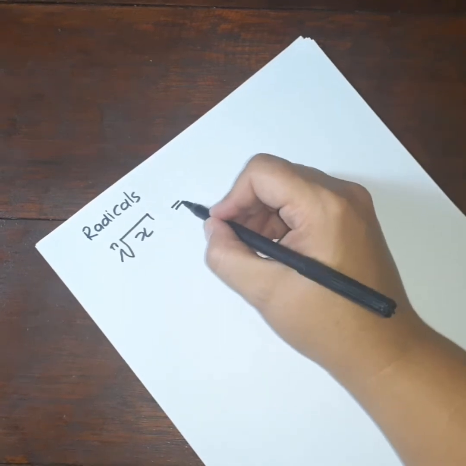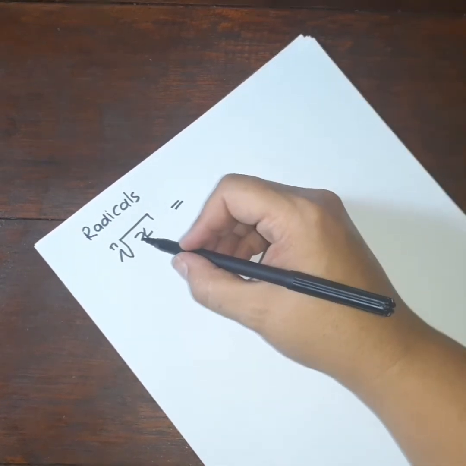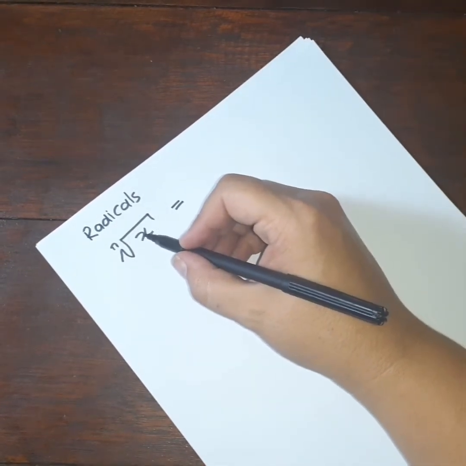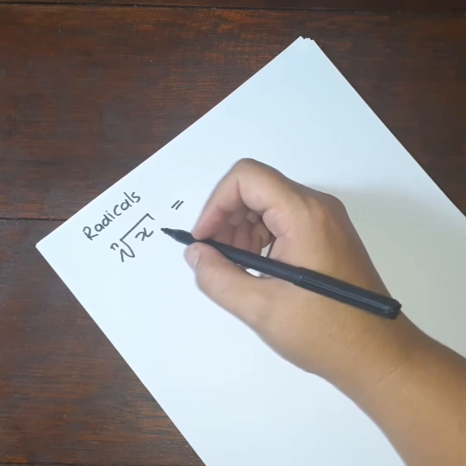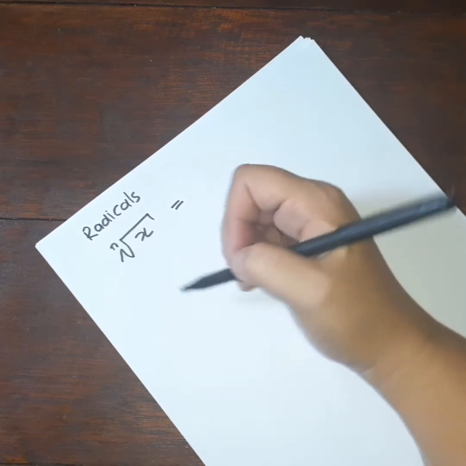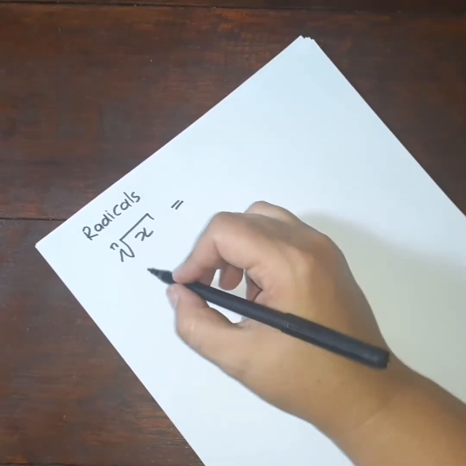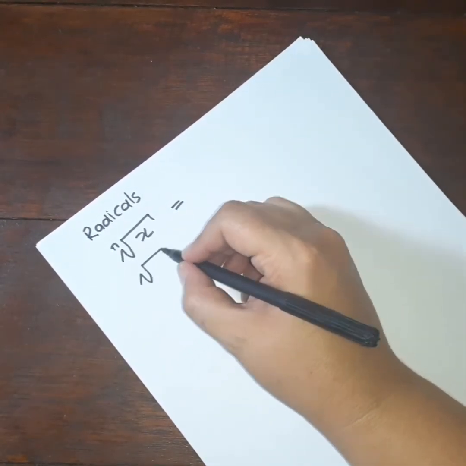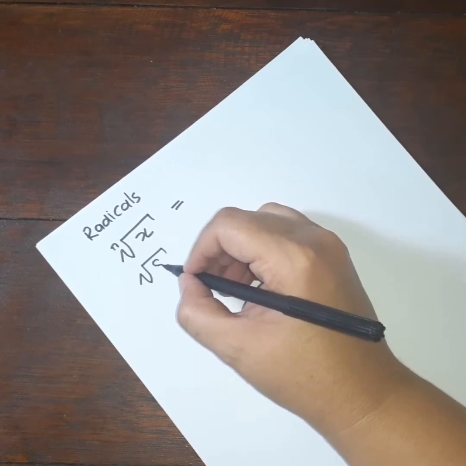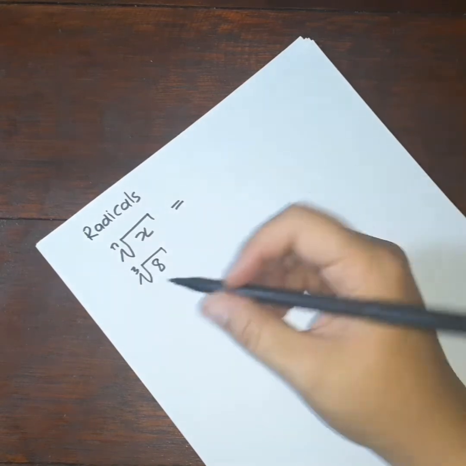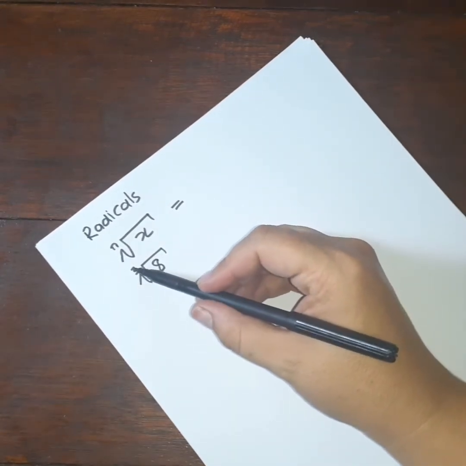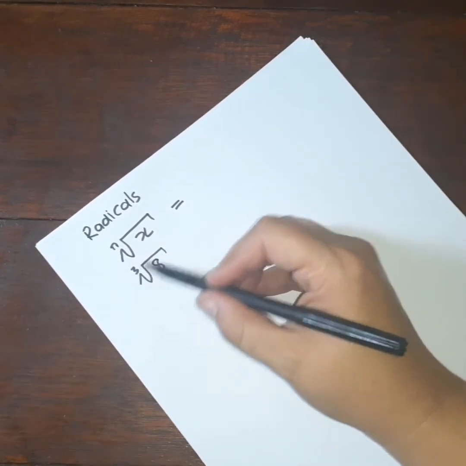So the question is, what factor can this number be divided into equally according to the index? So let's do an example to simplify that. So let's say I've got 8 and I need the cubed root of 8.